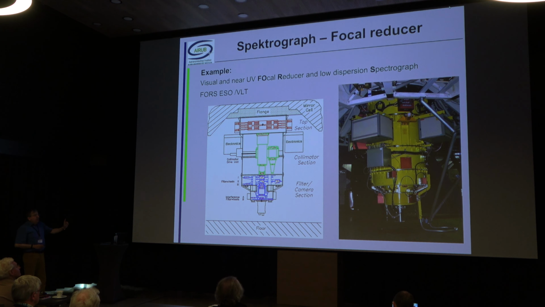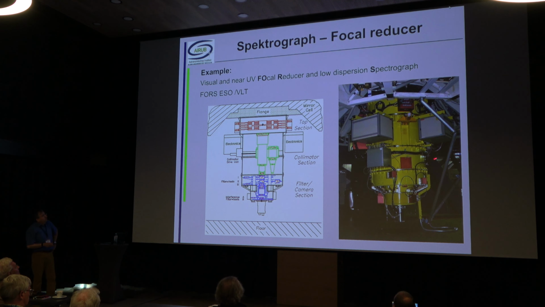So just as an example, this is probably the most famous and also most successful of this kind of spectrographs. This is FORS at the VLT 8.2 meter telescope. So you have here the flange, and you come here in the collimator section, and you have here a filter wheel, and then you have a wheel for different filters, but also for dispersing elements.